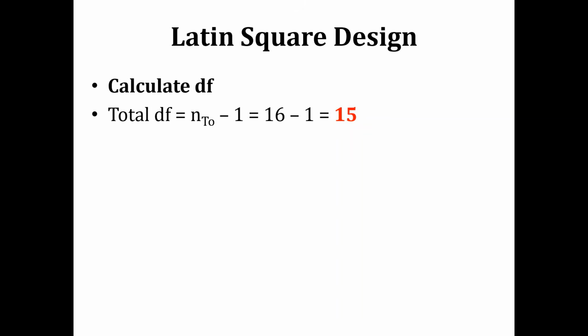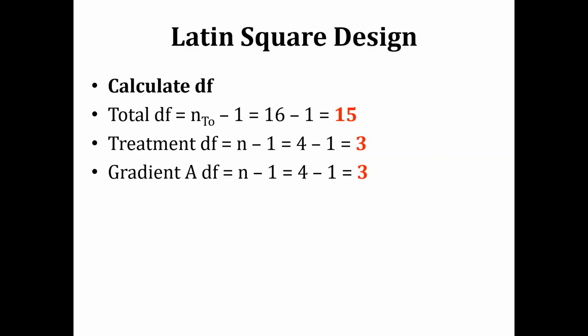And first of all, the total degree of freedom, which is the total number of observations, which is 16 in this case. So 16 minus 1, we have 15 degrees of freedom for total. Then we have to calculate the treatment degree of freedom. So the number of treatments was 4. So 4 minus 1 is equal to 3. And then the gradient A, and the number of blocks in the gradient A was 4. So 4 minus 1 is 3. And then the gradient B, so the number of blocks in gradient B was also 4. So the degree of freedom for this one is also 3.